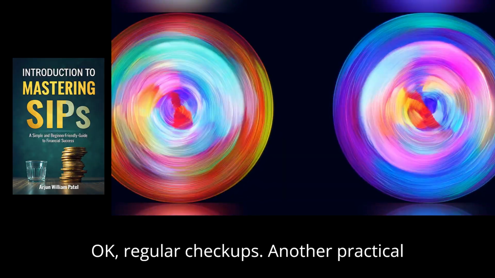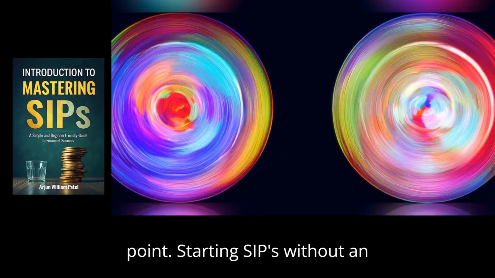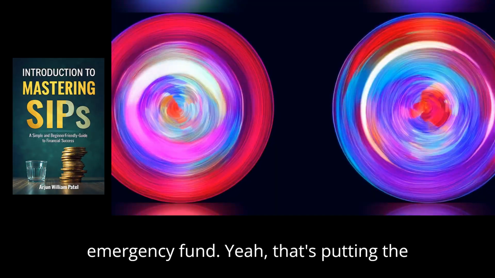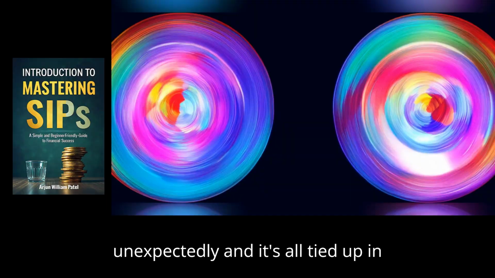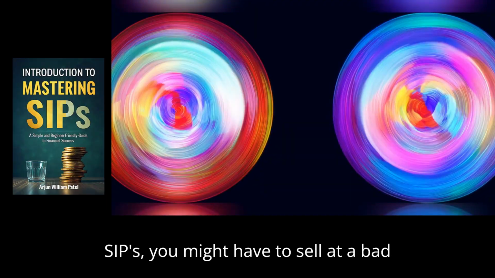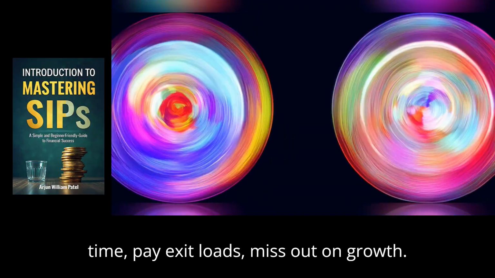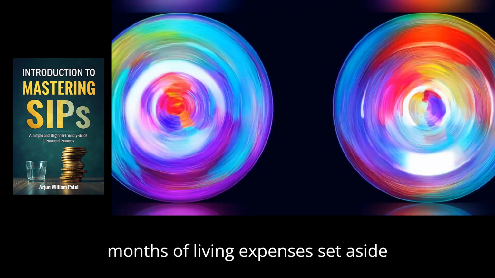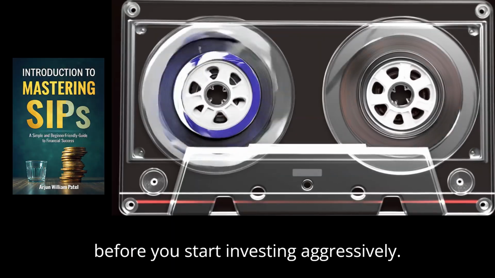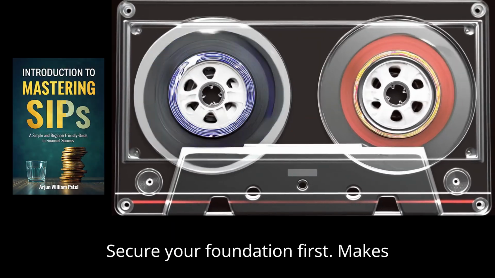Okay, regular checkups, another practical point. Starting SIPs without an emergency fund. Yeah, that's putting the cart before the horse. If you need cash unexpectedly and it's all tied up in SIPs, you might have to sell at a bad time, pay exit loads, miss out on growth. So safety net first. Absolutely. 3-6 months of living expenses set aside before you start investing aggressively. Secure your foundation first. Makes sense.